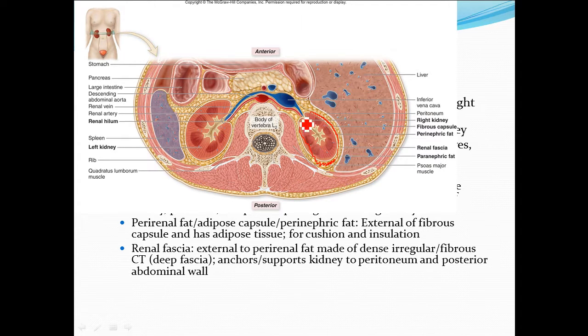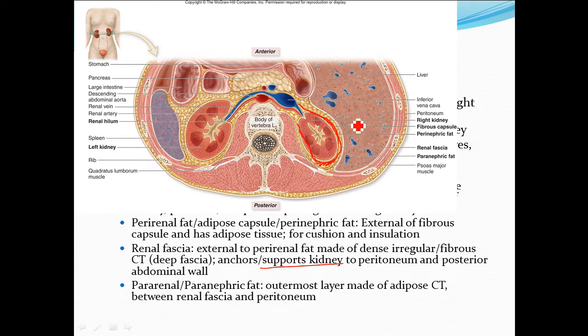We have the renal fascia, which is around that perirenal fat here. It's also made of dense irregular connective tissue and helps support the kidneys. And then there's something called the pararenal fat, and this is the fat that surrounds the renal fascia.